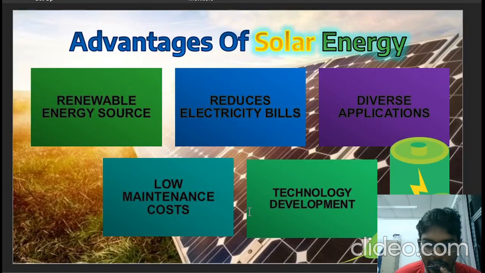Next, let's look at the advantages of solar energy. First, solar energy is a renewable energy source. Secondly, it reduces electricity bills. Third, it has diverse applications. Fourth is low maintenance costs, and the last one is technology development.